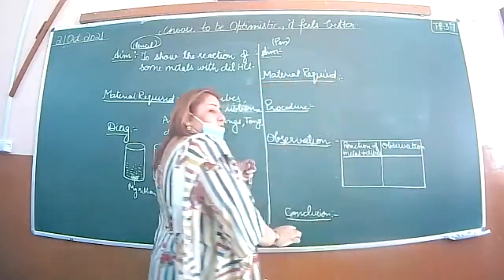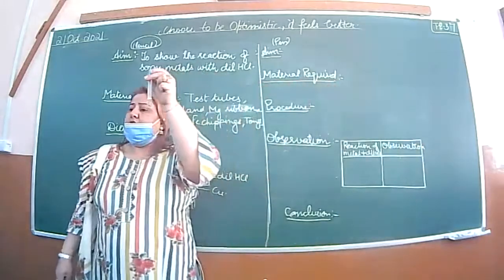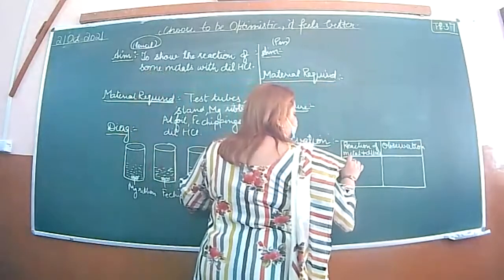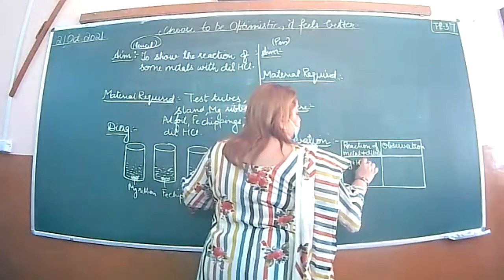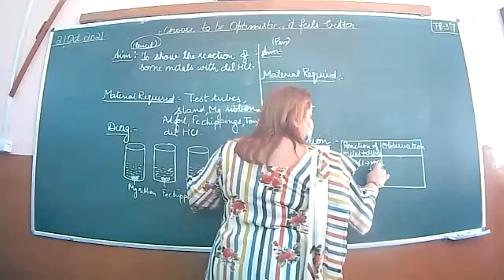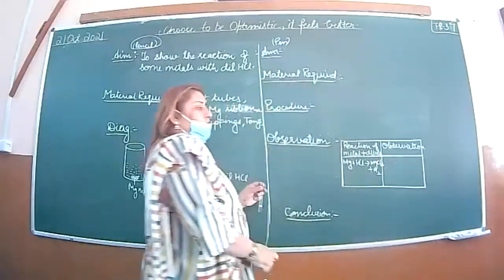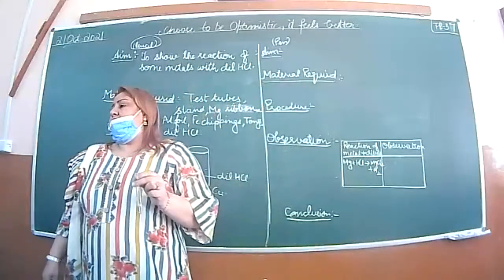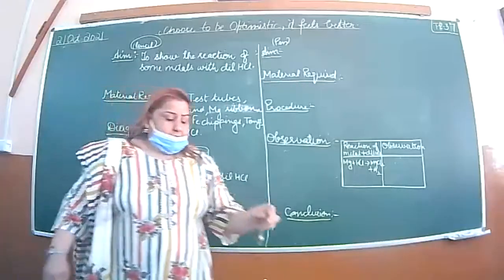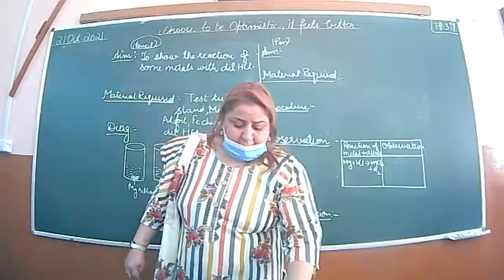What happened in this case? First metal which we had taken, magnesium plus HCl. What will happen? MgCl2 plus hydrogen. So here in the observation we will write down: reaction occurs with the evolution of hydrogen gas. Now I am going to take another one.